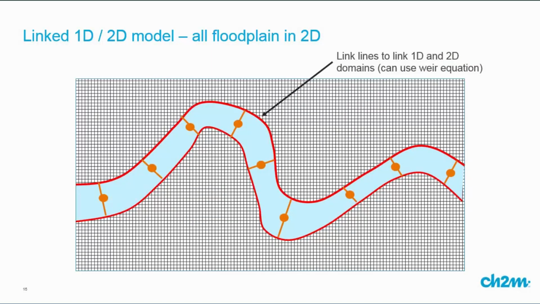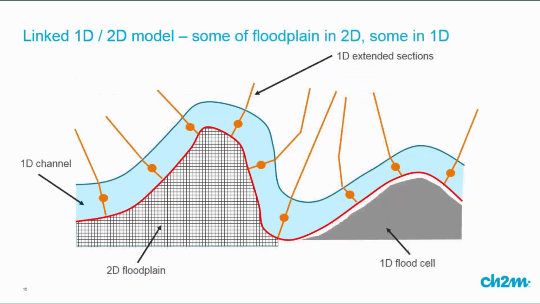That will be the link lines linking the 1D and the 2D model together, and there'll be things set up that tells it to take the water levels calculated at the 1D nodes and look at the water levels in the floodplain and decide how much water flows across, using weir type equations perhaps along those red lines. That's one way of doing it.